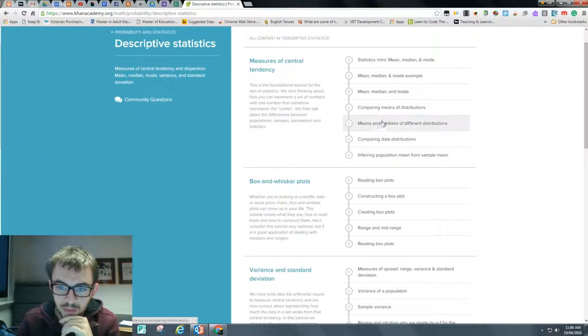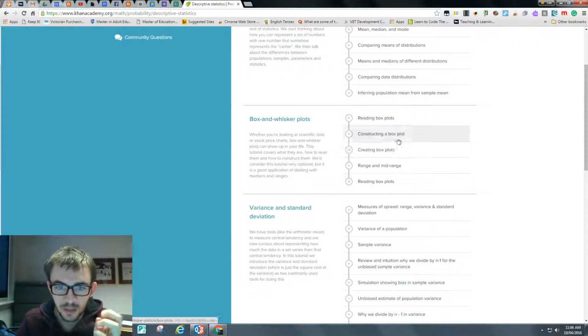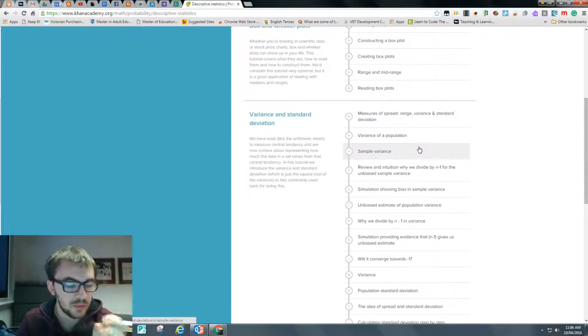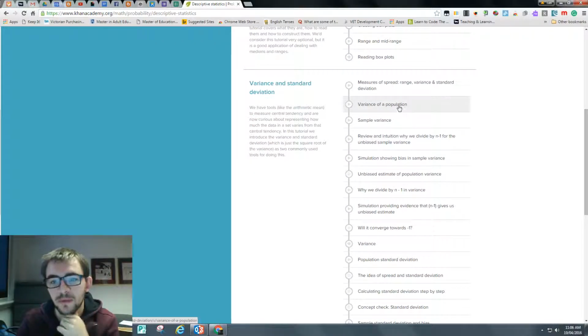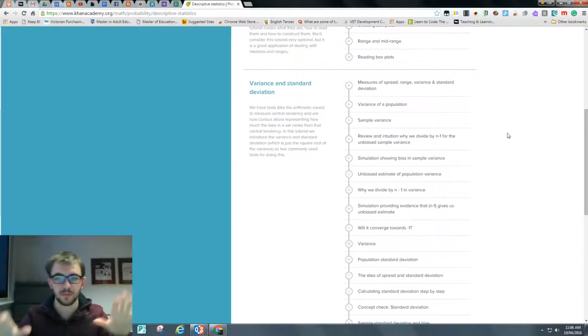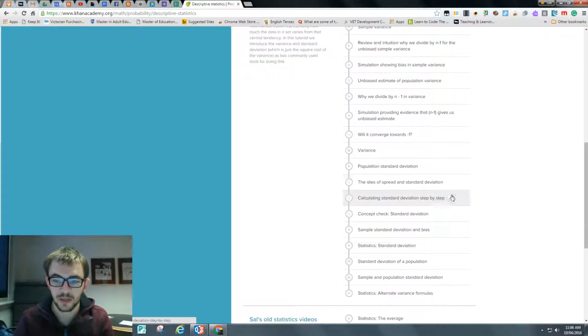There's stuff to do with just basic statistics, mean, median, and mode, and averages, all that stuff. Reading box and whisker plots, and then some more advanced stuff here to do with variance, sample variance, the difference between population and sample and how they mingle, and also stuff about standard deviation and the steps to go through to get to standard deviation and what they mean. Why are you calculating these things? Because that's the question I get from a lot of students.